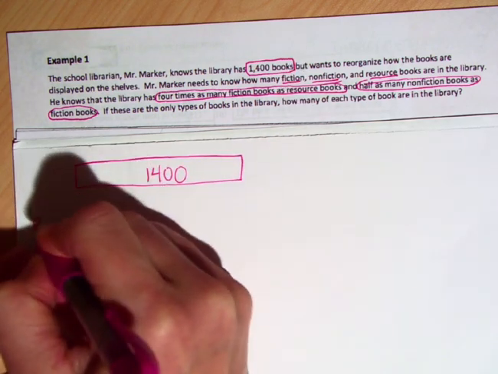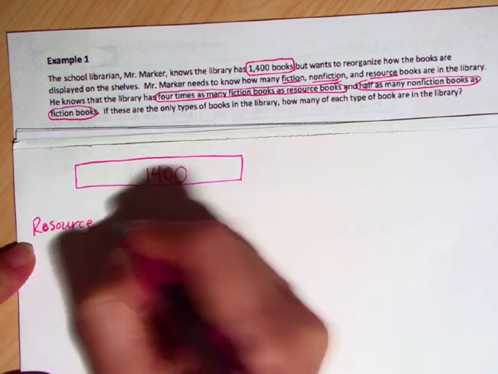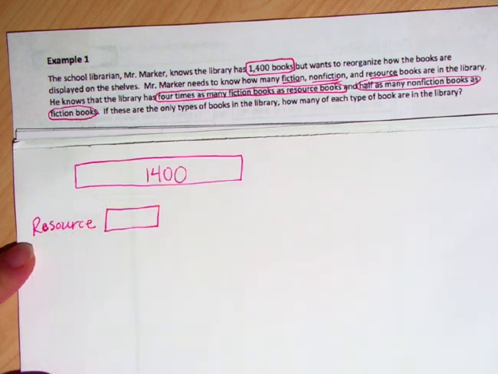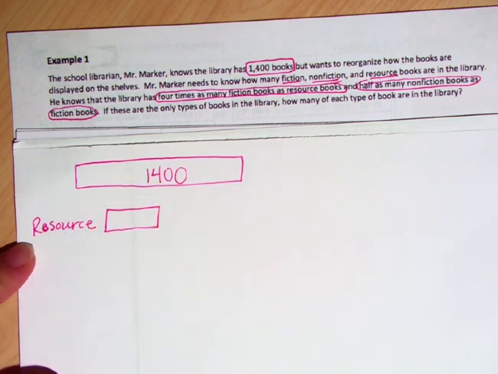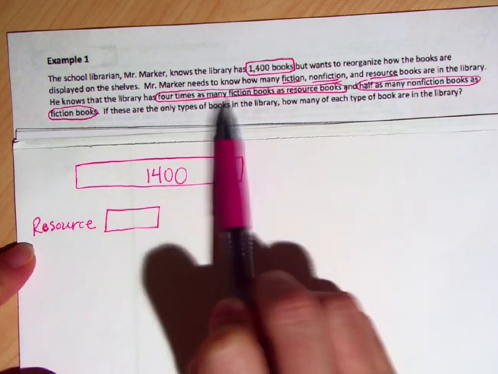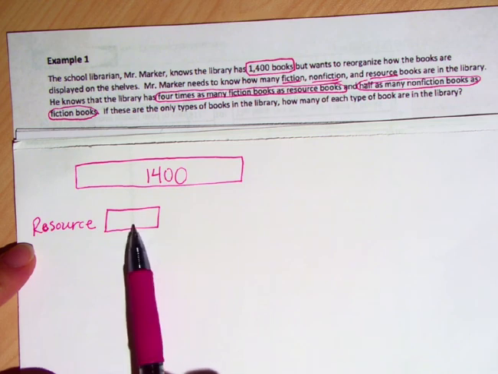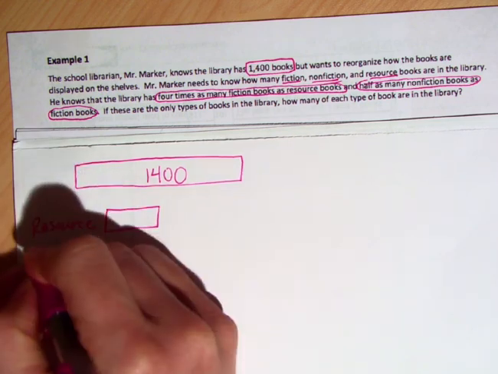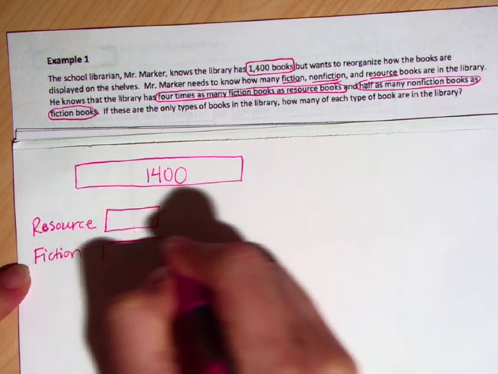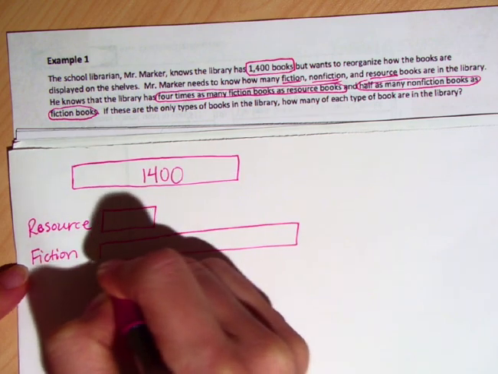So I'm going to label so I don't forget, resource. And here's how many resource books we have. Okay, we have 4 times as many fiction books as resource. So we're going to do 4 of these to represent fiction. All right, 4 of those. Oh, probably there. I don't think I made my 1,400 big enough.